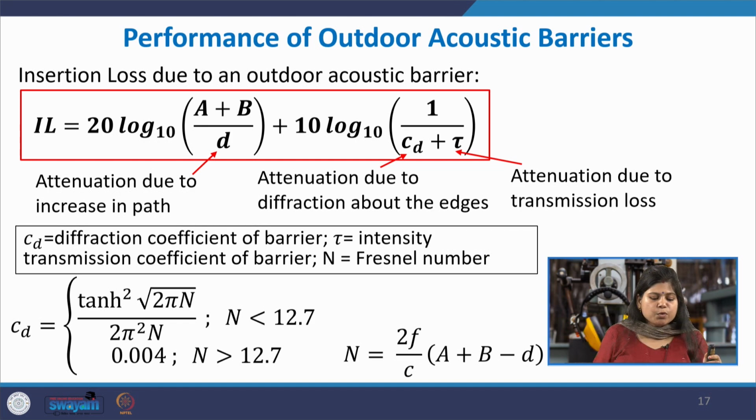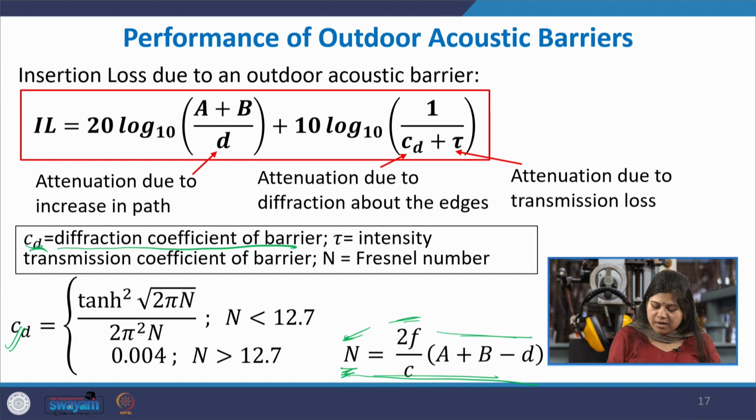So, this is the attenuation due to the increase in the path, and then there is some attenuation due to the diffraction that is happening around the edges, and that is given by a diffraction coefficient of the barrier, which is a function of the frequency. This is called the Fresnel number. All of these derivations have long been derived and are not within the course.